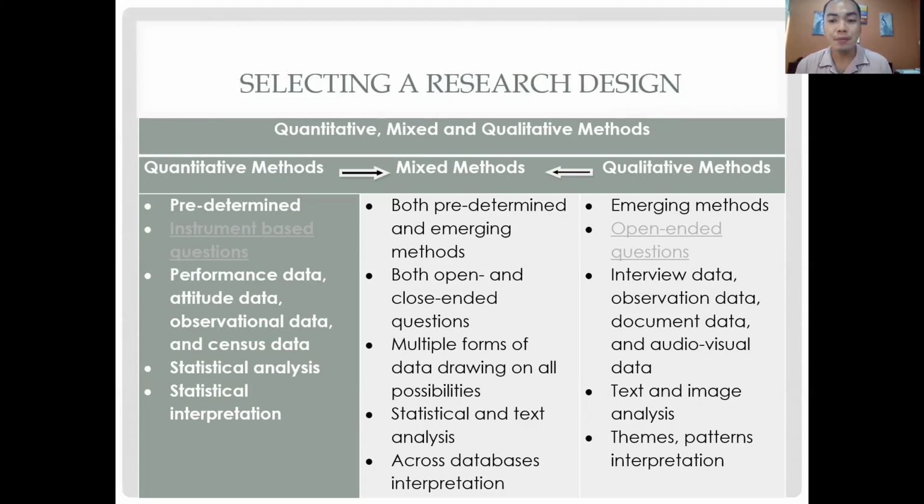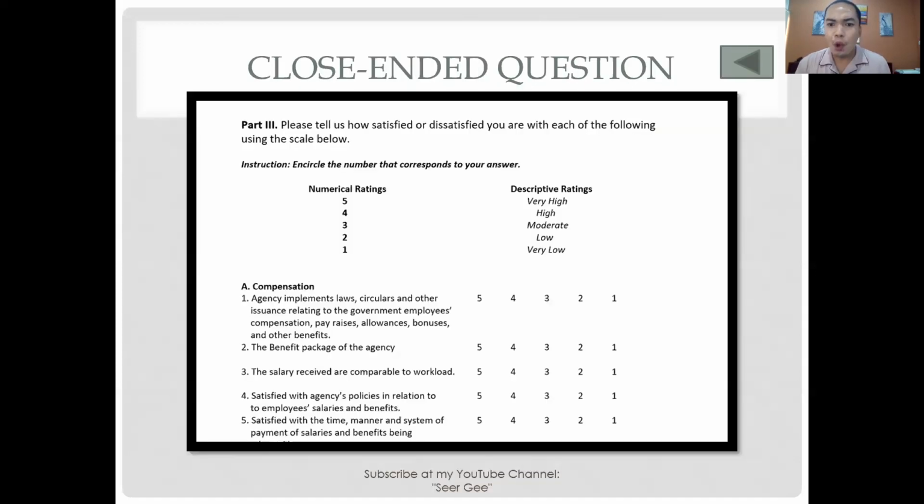Quantitative method uses instrument-based questions, which are usually close-ended questions, while qualitative methods employ open-ended questions. An example of a close-ended question is when you are asked in a survey questionnaire about your level of satisfaction in your workplace, wherein you are directed to rate how satisfied or dissatisfied you are using the 5-point Likert scale, having 5 with a descriptive rating of very high, down to 1 with a descriptive rating of very low.